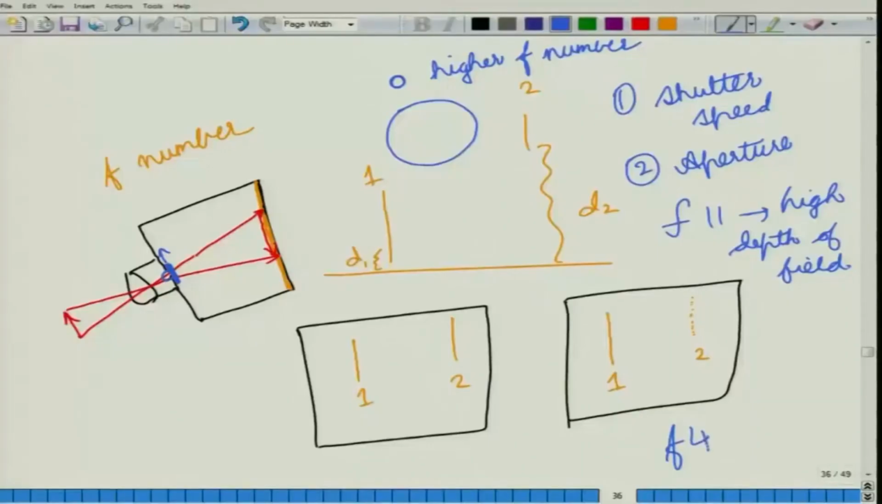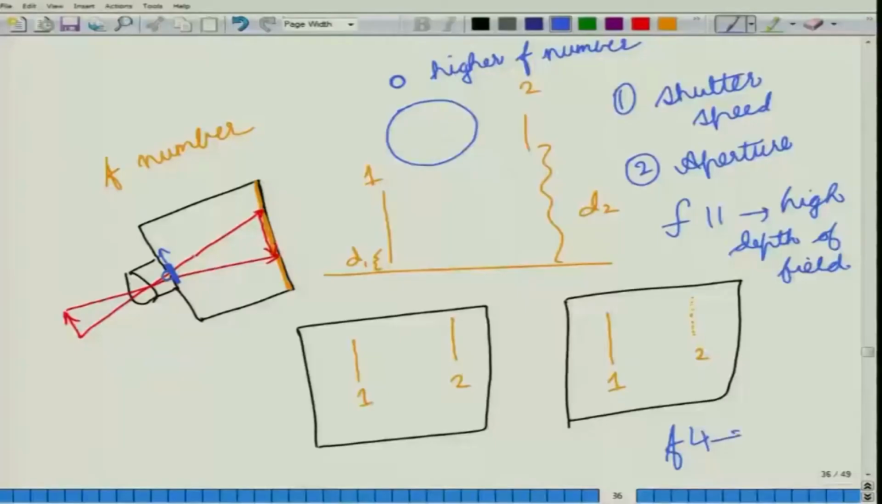On the other hand, a larger aperture, say an f4 aperture, varies inversely as the size of the aperture. So, if the size of the aperture is large, we have a smaller f number. If the size of the aperture is less, we have a larger f number. So, an f4 would show us a very large aperture, and this would give us a small depth of field.